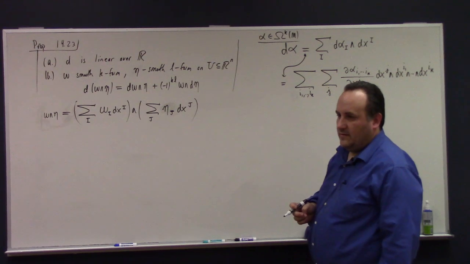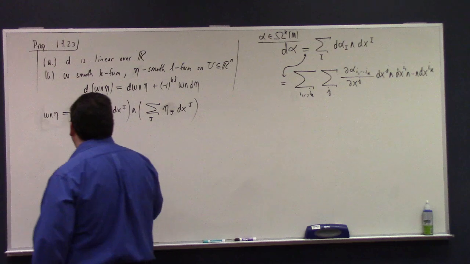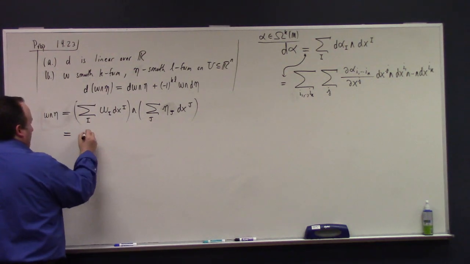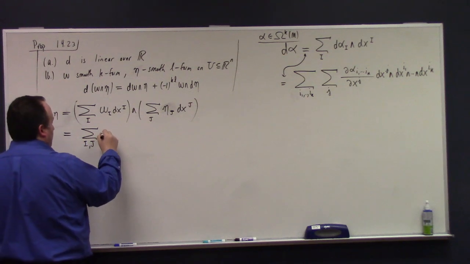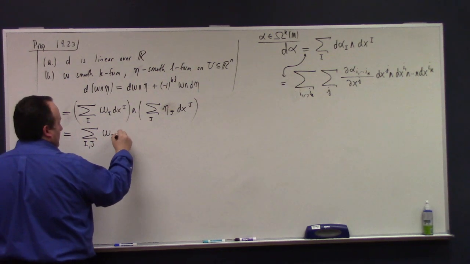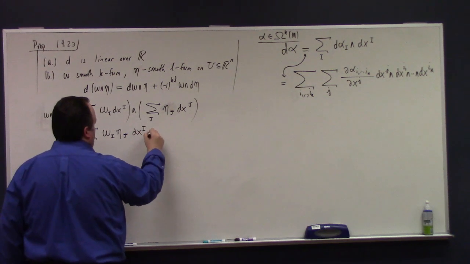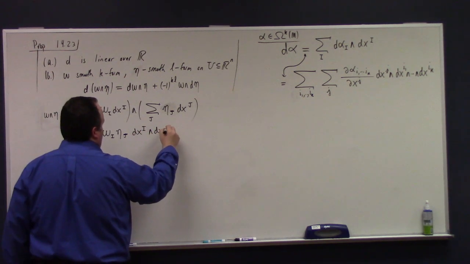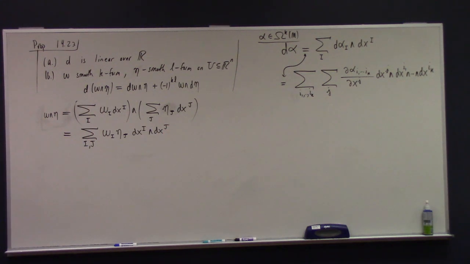Then, using the bilinearity of the wedge, pull the sum out. So we've got a sum over I and j of omega I eta j dxi wedge dxj. There you go. That's a good enough formula for it.